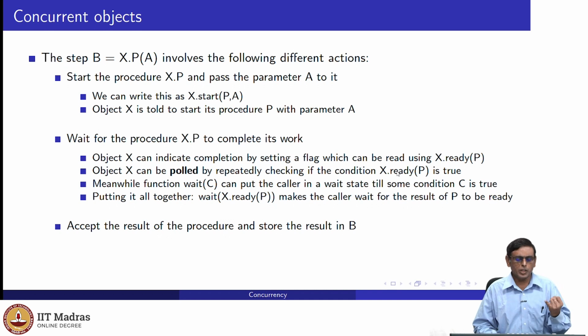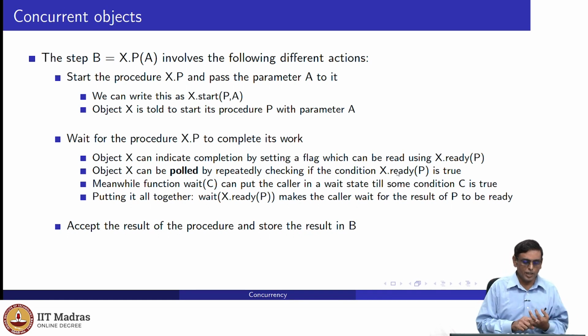So we saw two things. One is how to start a procedure. You start a procedure by calling x dot start, give it a procedure and a parameter or bunch of parameters. The second is to check whether or not the procedure has completed its work. You do that by waiting for x dot ready P. And now we need the third thing, which is, assuming that the procedure is ready, which means it has completed its work, I must pick up the result. So you have to have a way of picking up the result.